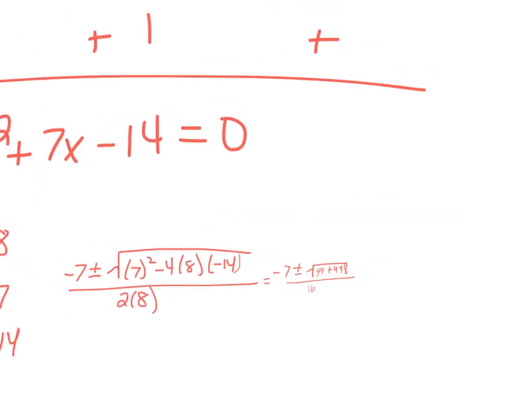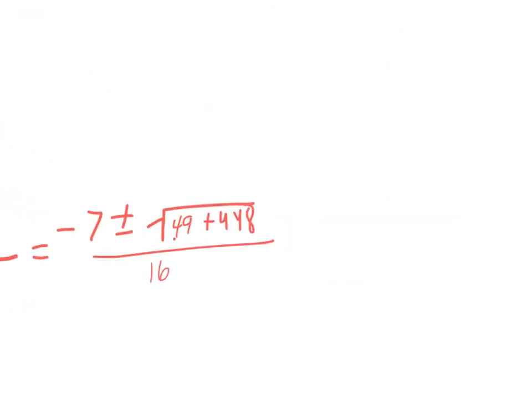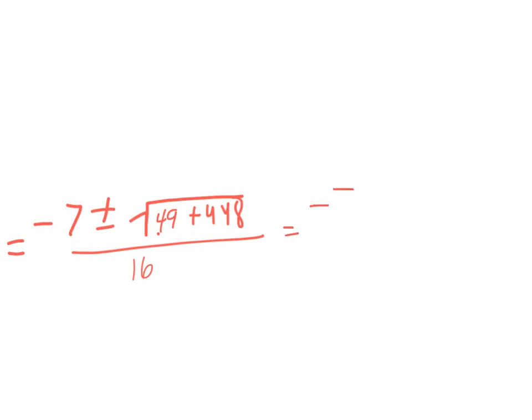Again, I'm not going to give you numbers this ginormous, so don't freak out. We have negative 7 plus or minus. What is 49 plus 448? 497. We're just going to pretend that 497 is not going to break down. Don't worry about it. So I have a huge number underneath the radical. Is that okay? Yeah. Is there anything imaginary?